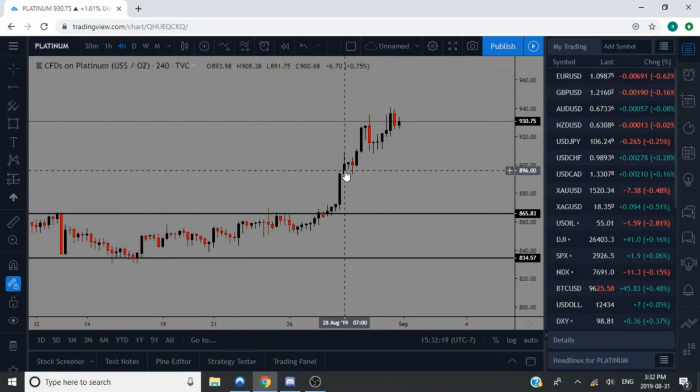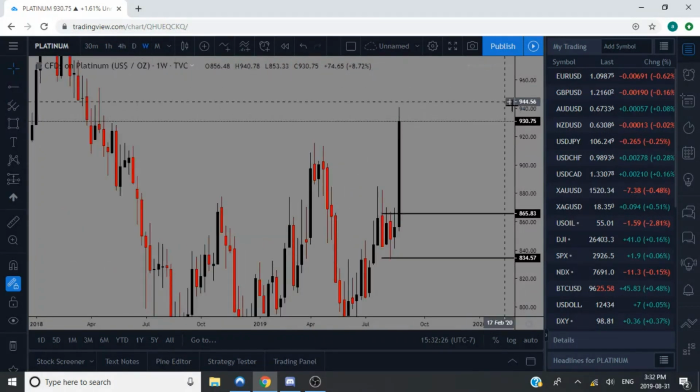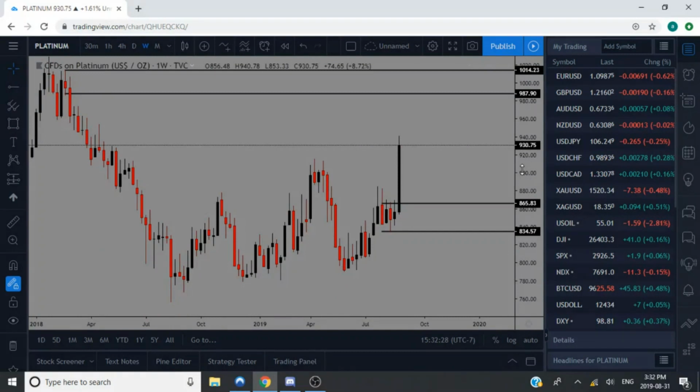That extreme's been tested. Maybe some up in there, but I'd like to see if that was a daily zone first before I start buying that zone. But that's my top-down analysis.